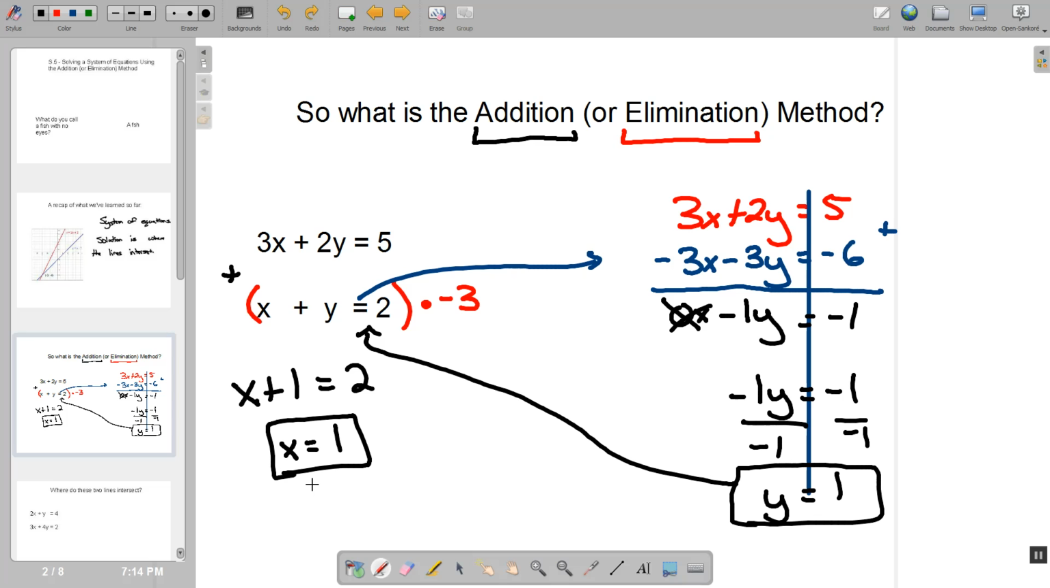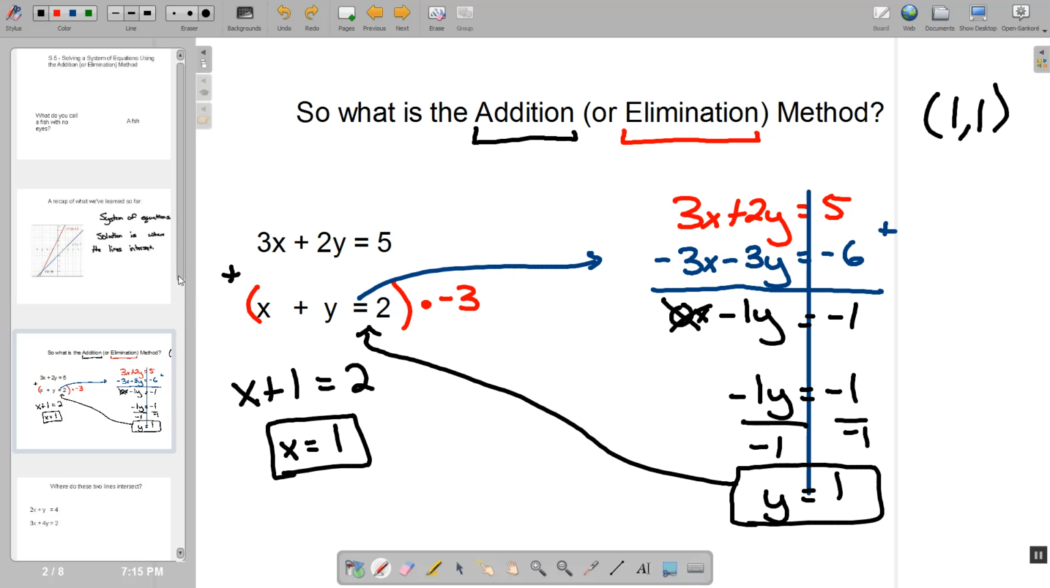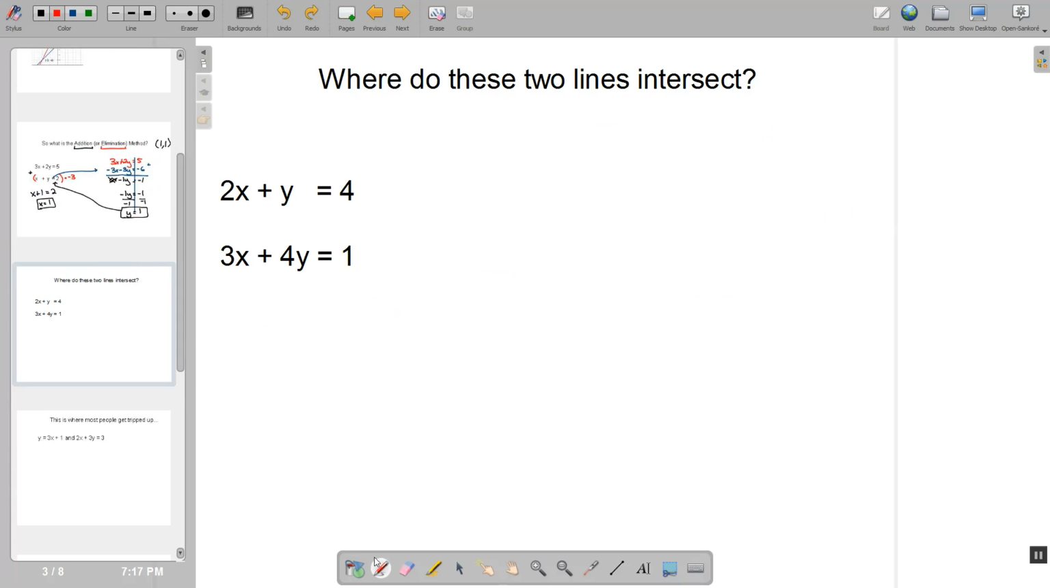So our question always asks, where do these lines intersect? These two lines intersect at the point (1, 1). We can check this answer by plugging these two numbers back into both equations and making them both a true statement. I'm not going to do it in this video because by this time we've checked our answers repeatedly, and so we should be good at that strategy. So to save time, we're going to move on to another problem.